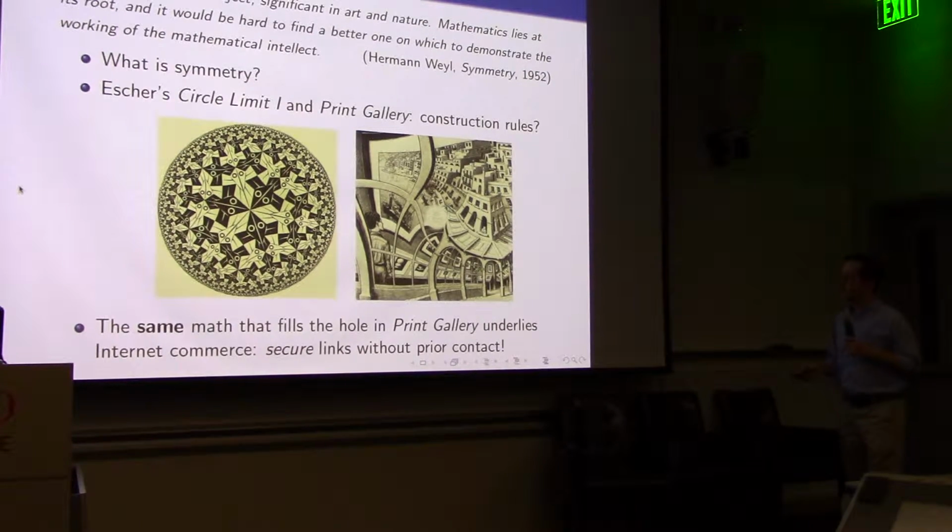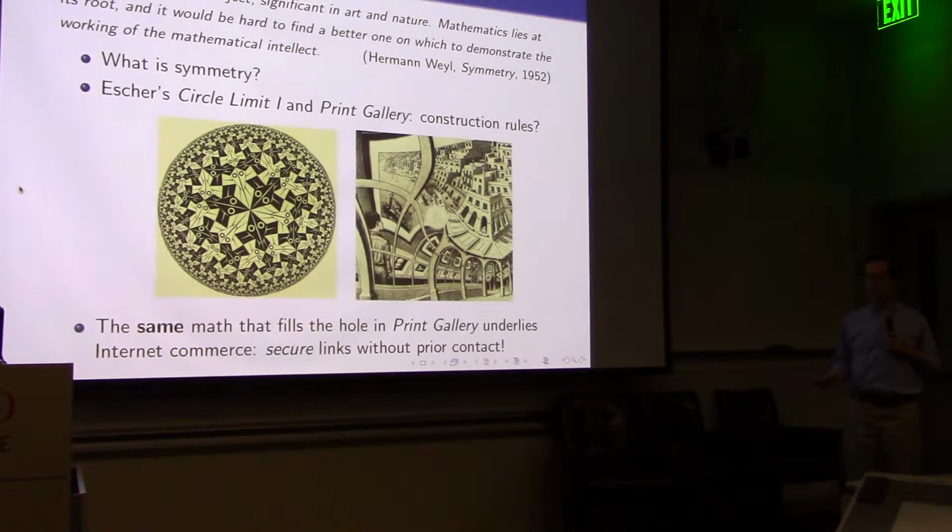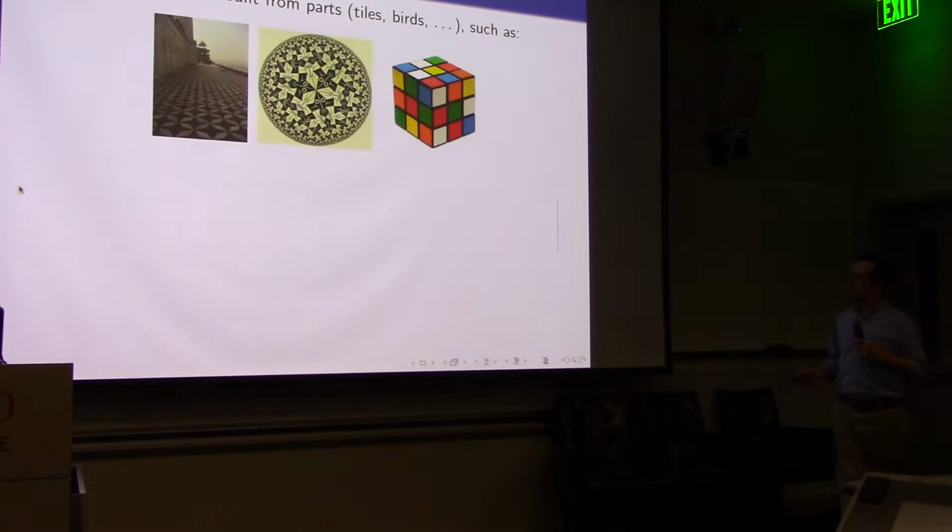And it turns out that the same mathematical ideas that will explain how to actually fill in the hole are used all the time when you use a smart card or any kind of secure internet communication. If you want to set up a secure link with somebody that you have not had prior contact with, if you think about it seriously, it's not at all obvious how you can possibly do that. But there's a beautiful mathematical theory that makes this possible, and it's the same mathematics of elliptic curves that underlies filling in this hole. So we'll get to that a bit later.